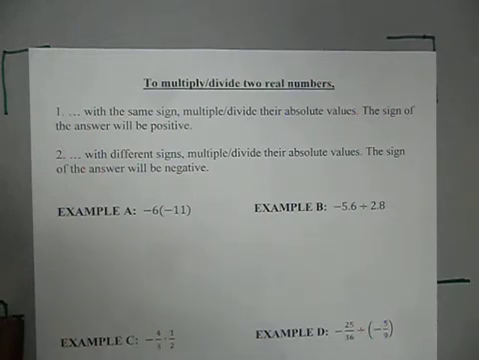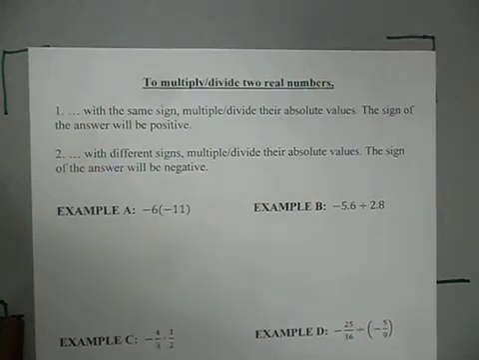If these have different signs, however, the answer to our problem will be negative, and then we will multiply or divide their absolute values. So let's do some examples so you know what to expect as far as work is concerned.